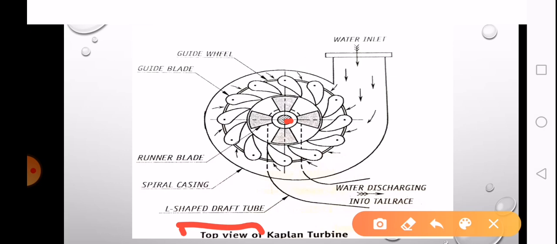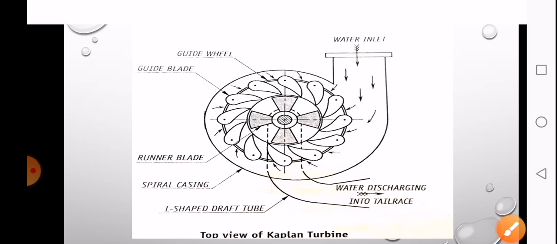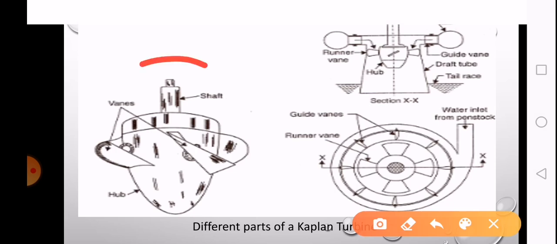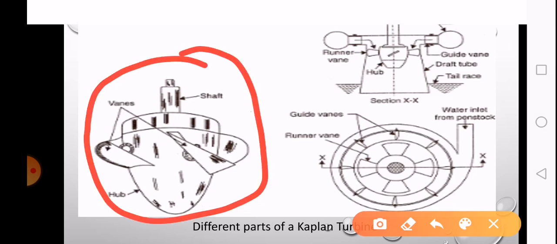The main difference will be that it is a vertical axis turbine, and the shape of the runner is slightly different in this case. So the various parts are shown in this. So this, for example, represents the runner. So this whole thing represents the runner, and it resembles the propeller of a ship. So hence the Kaplan turbine is sometimes also called a propeller turbine. So these are the blades or the vanes. You can see the vanes which are mounted on this. So the water enters. This is the shaft whose axis is vertical.